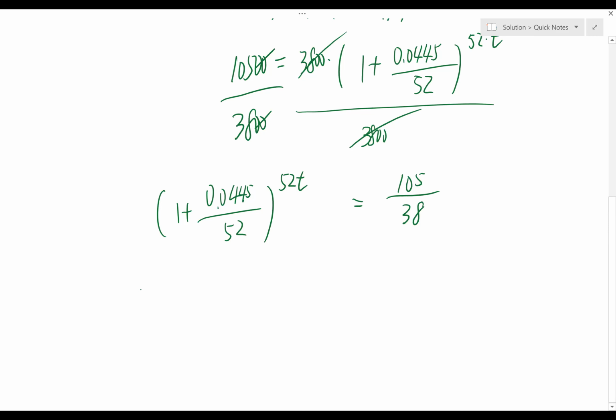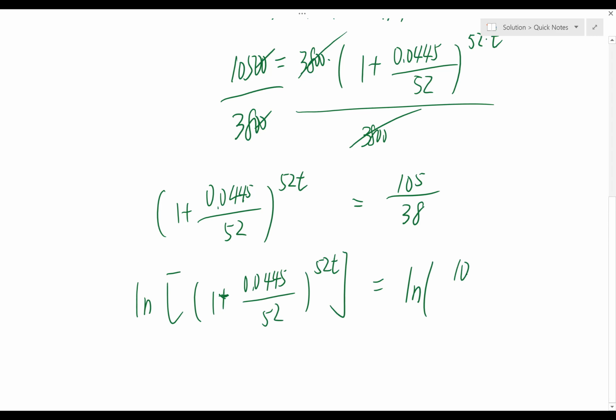Okay, so taking Ln from both sides of the equation, just like the other one. When we're talking about the population growth, we actually perform a similar operation, at 0.0445 and dividing by 52 raised to 52t. So basically taking Ln from both sides of the equation.